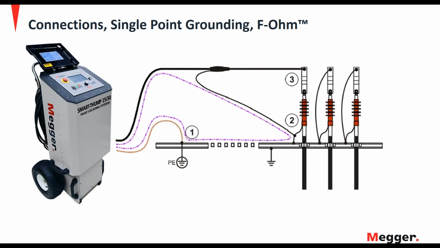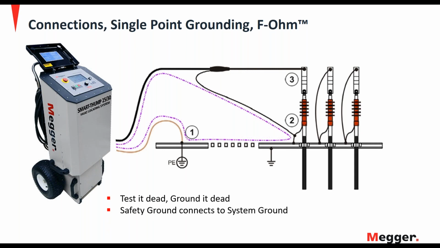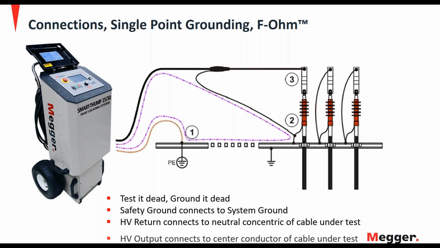Now, we'll go over this really lightly, but one of the safety processes, of course, is to connect your equipment properly. You're going to have gone through your tested dead, grounded dead procedure. Sequentially, you'll hook the safety ground up to the system ground as shown here by number 1. Second, you would hook up the high voltage return to your neutral concentric. And third, you would hook the high voltage output to the center conductor in some form or fashion.